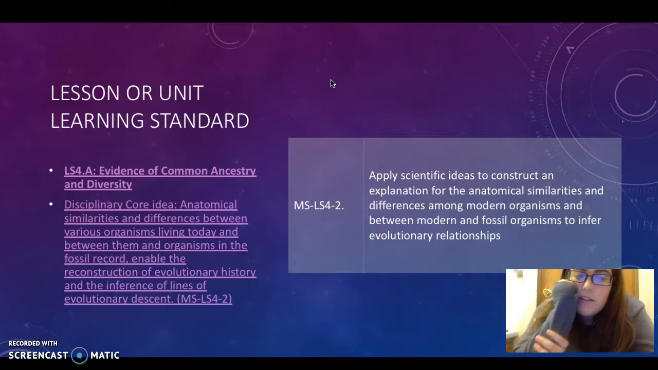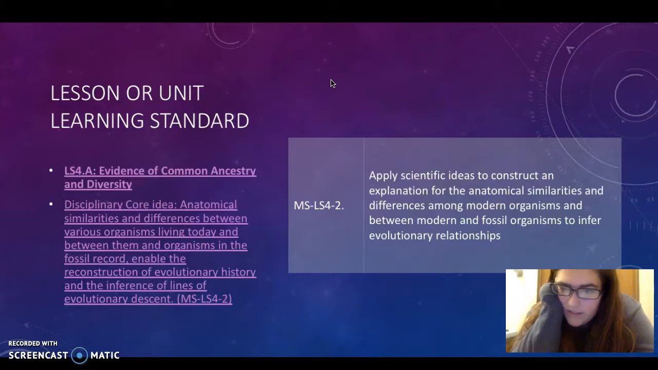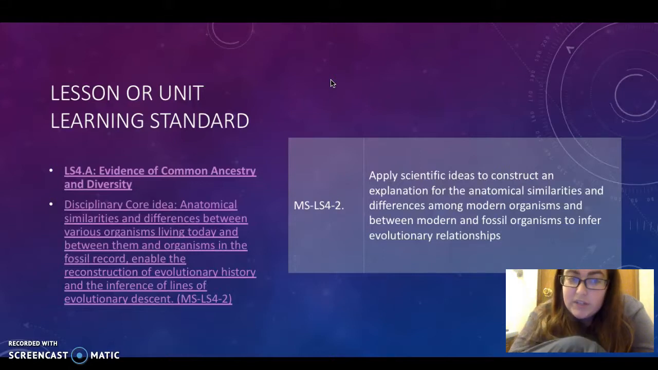So my learning standard is Middle School Life Science 4-2, applying scientific ideas to construct an explanation for the anatomical similarities and differences among modern organisms and between modern and fossil organisms to infer evolutionary relationships. So this is evidence of common ancestry and diversity. So the disciplinary core idea is anatomical similarities and differences between various organisms living today and between them and organisms in the fossil record, enable the construction of evolutionary history and the inference of lines of evolutionary descent.